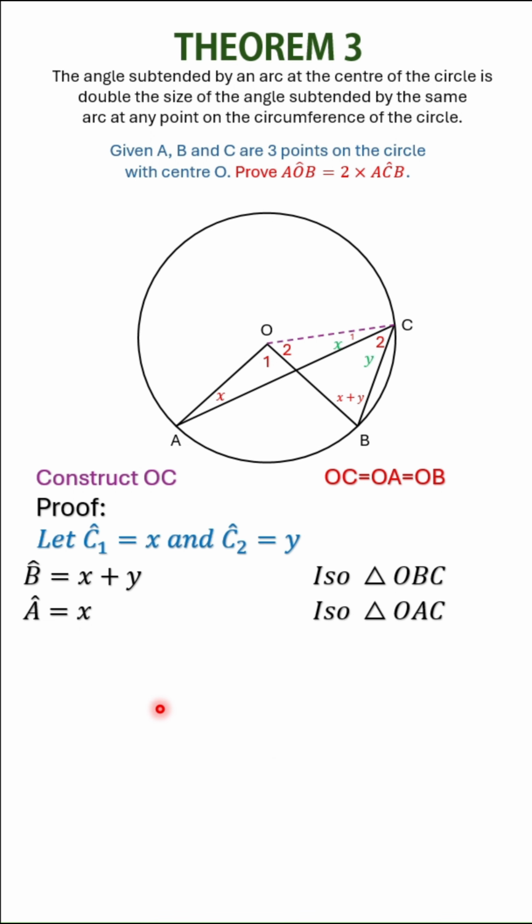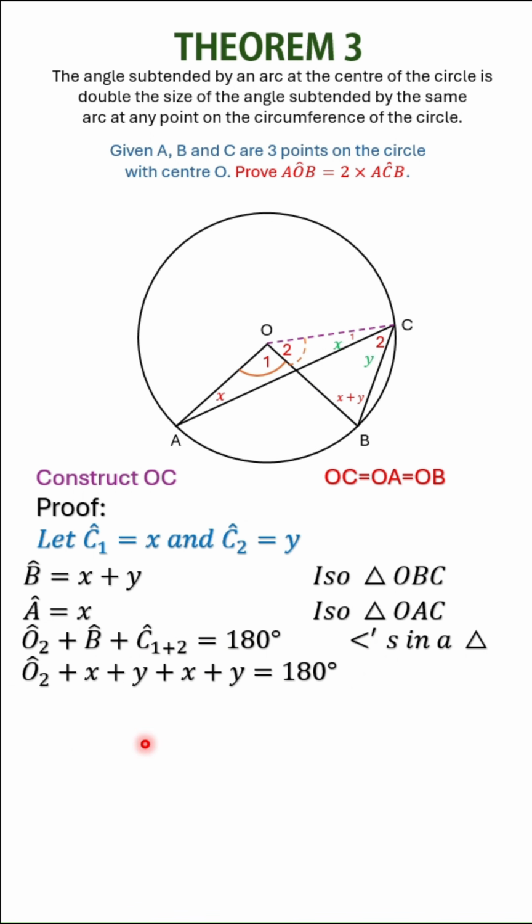So now that we have these angles, we can now find the angle of O2. We can find the angle of O2 by using the sum of angles in a triangle. So if we use the sum of angles in a triangle, we are going to get that the O2 is equivalent to 180 minus 2x minus 2y.